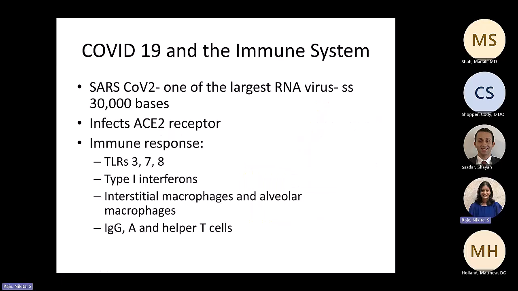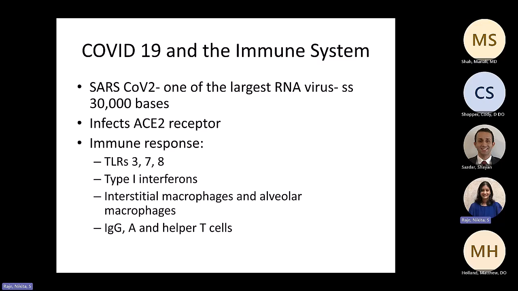Last slide, COVID-19. We know SARS-CoV-2 is one of the largest RNA viruses. It is a single-stranded RNA virus that has 30,000 bases. It infects via the ACE2 receptor. And the COVID-19 vaccine will activate the immune system where it will interact with TLRs such as 3, 7, 8, which will lead to a type 1 interferon response.